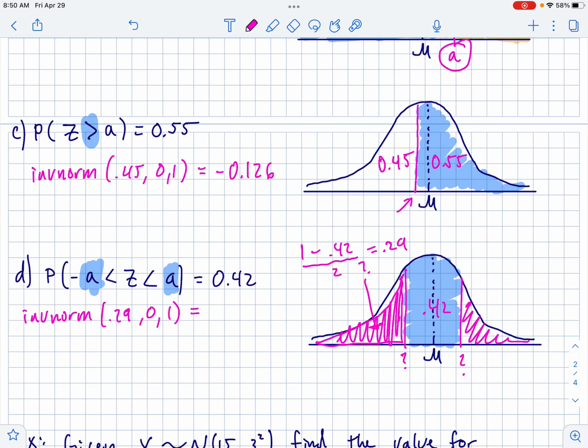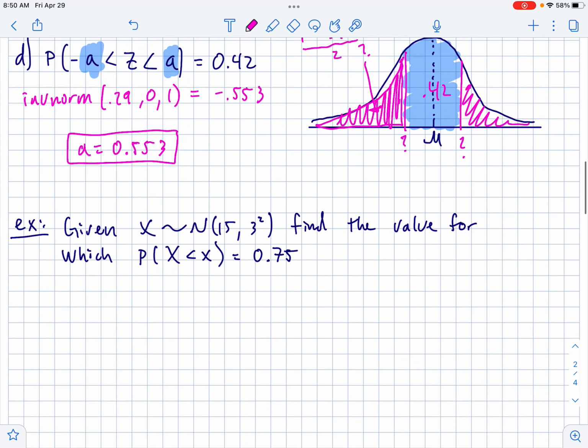I'm deviating slightly from what the book is doing. 0.2901. Yeah, it's negative 0.553. So, because this is negative 0.553, that means both of those A's are equal to 0.553. Oh, we're going to start boxing answers now? Yeah, it's fine, whatever. All right, that's the end of that problem.